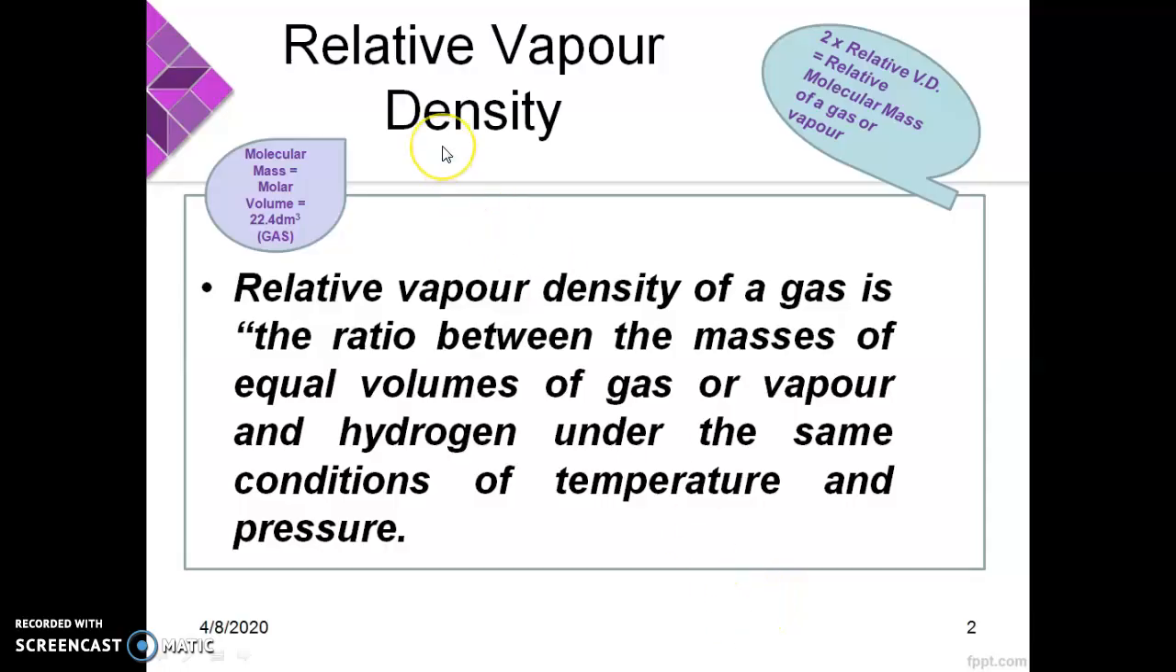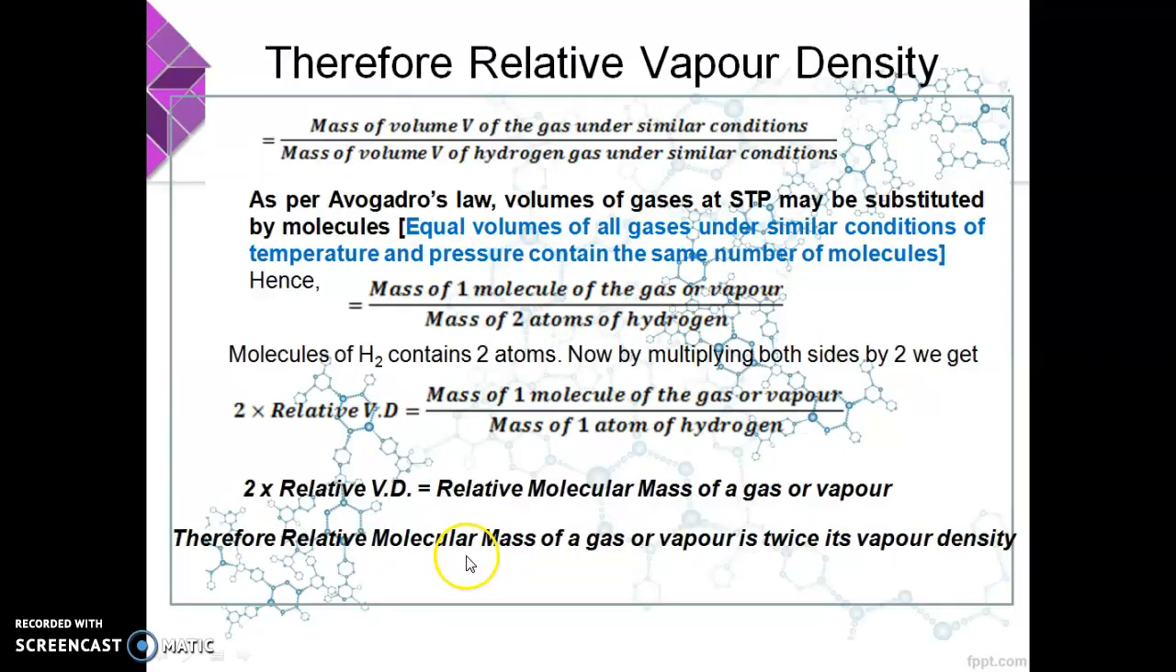Now first we will come to know what is relative vapor density. This is the ratio between the masses of equal volumes of gas or vapor and hydrogen under the same conditions of temperature and pressure. Therefore, relative vapor density is equal to the mass of volume V of the gas under similar conditions divided by the mass of volume V of the hydrogen gas under similar conditions. Here hydrogen gas is the reference, and don't mislead this similar condition with STP. This similar condition may or may not be STP.